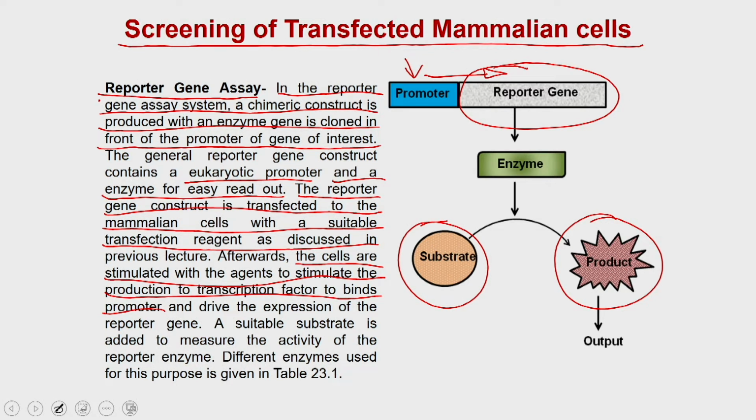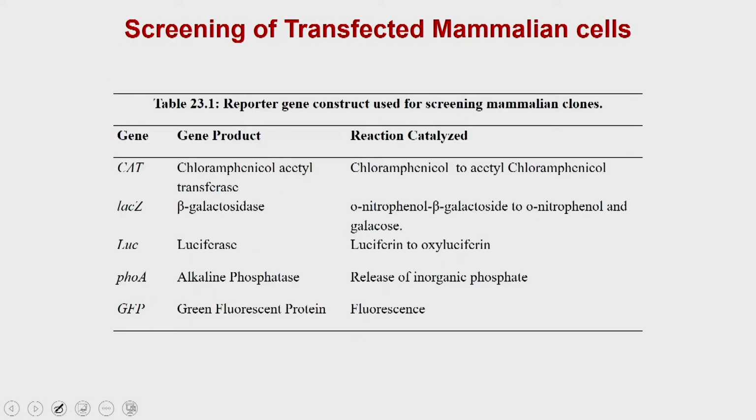Once the translation of the reporter gene is done, it produces the enzyme, and this enzyme processes the substrate to form the product, and that product can be measured by many means. For example, it can be measured by fluorescence method, luminescence method, or simple colorimetry method. A suitable substrate is added to measure the activity of the reporter enzyme. There are several examples of reporter gene systems, so in different systems you can use different types of reporter gene constructs.